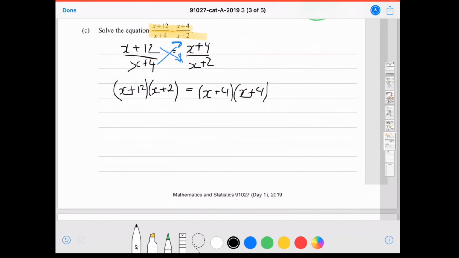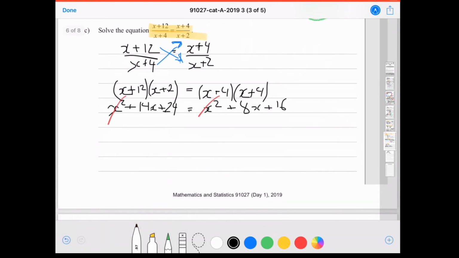And now expanding these brackets, you've got x squared, 2x plus 12x's, plus 14x, and then 12 times 2 is 24. And this equals x squared. The b term is 2ab, which is 8x, and then plus 16. Okay, now we've got to simplify, collect like terms rather. The x squareds cancel out.